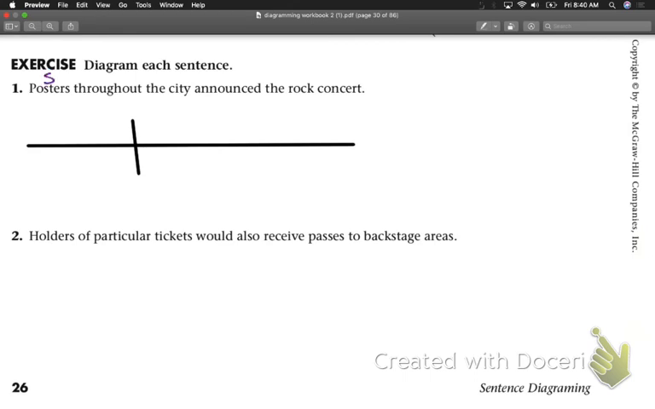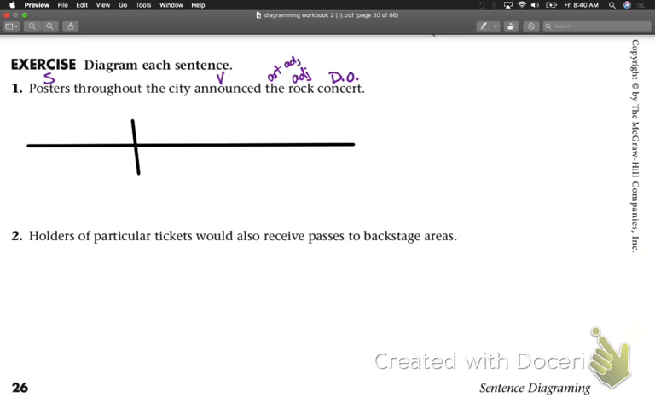Posters. What about the posters? What did they do? They announced. They announced what? Concert. That's the direct object, isn't it? Because they're doing something. It's not a linking verb, okay? What kind of concert? Adjective. Which one concert? The article adjective.